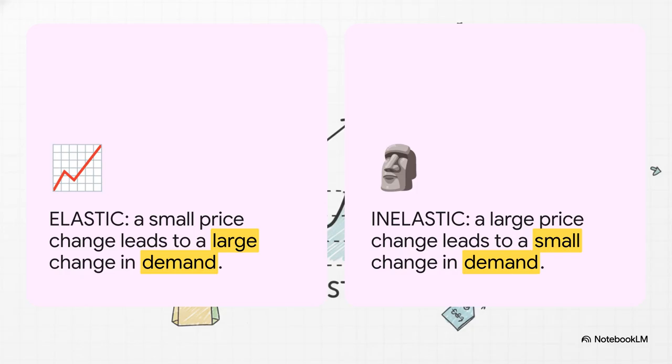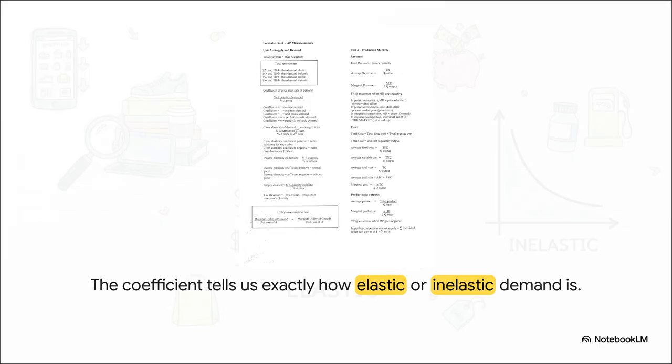Then, on the other side, you've got inelastic demand. This is your stiff, not so stretchy band. You can have a massive price change and it barely makes a dent in how much people buy. Now, of course, economists have a formal way to measure all this stuff, but you don't need to get bogged down in the complicated math.